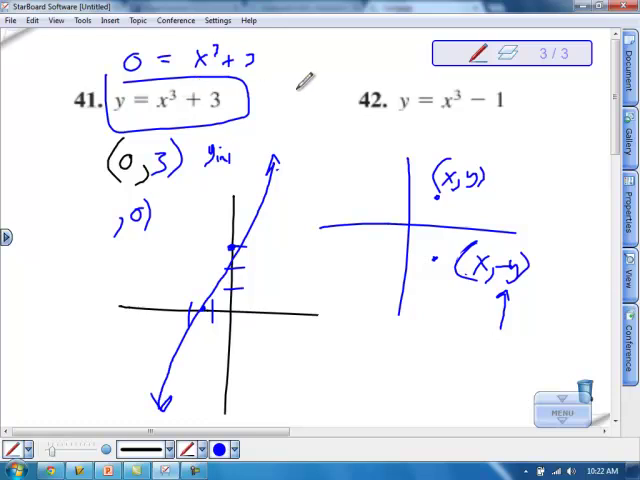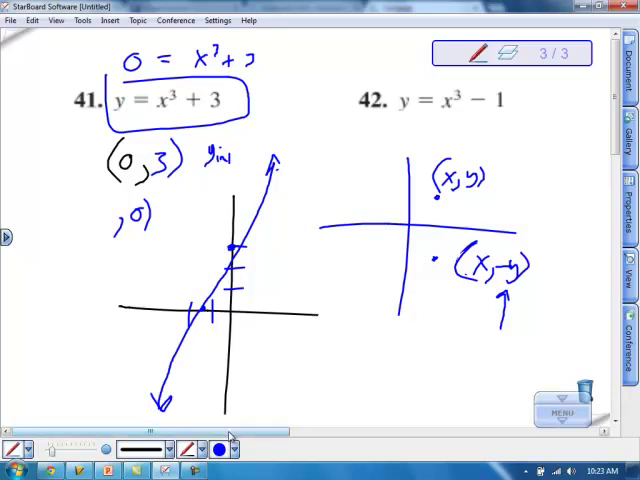Okay? Let me explain that again. Here's the point x, y. If the function, whatever function this point is on, is symmetrical about the x-axis, like this, then the point x, negative y is also in the function. So replace y with negative y, and then simplify and see if you get the same function back. Okay?